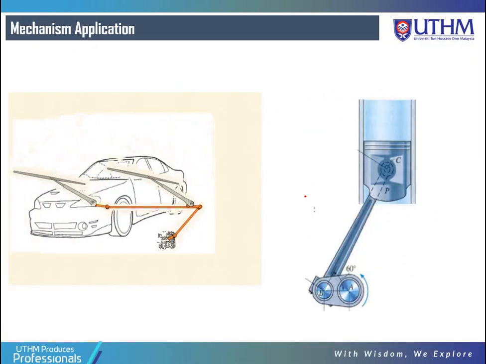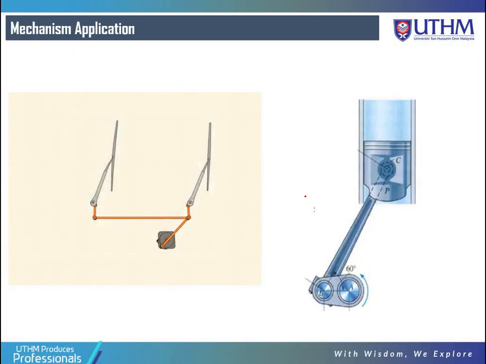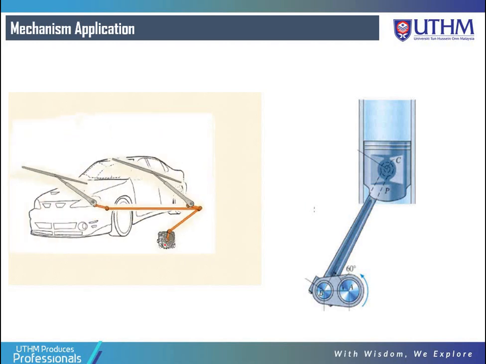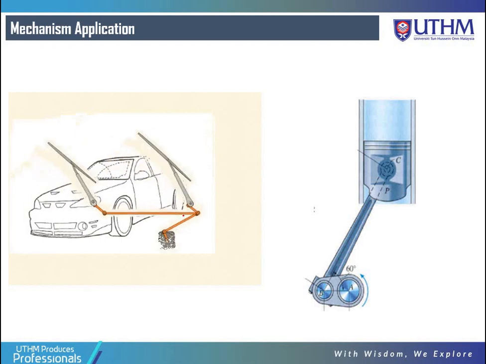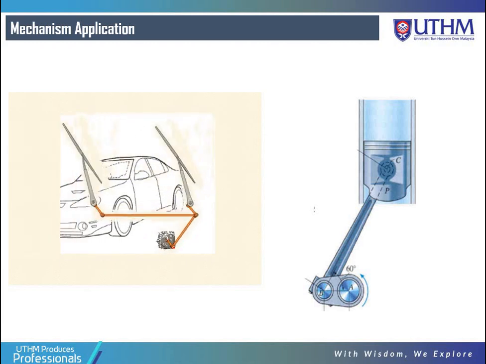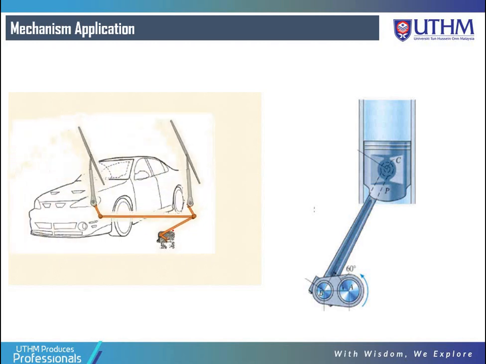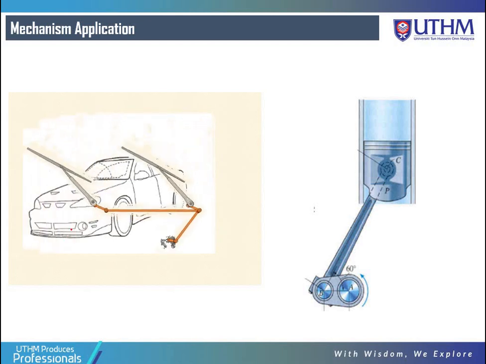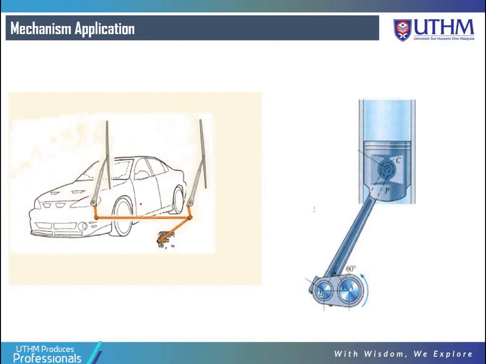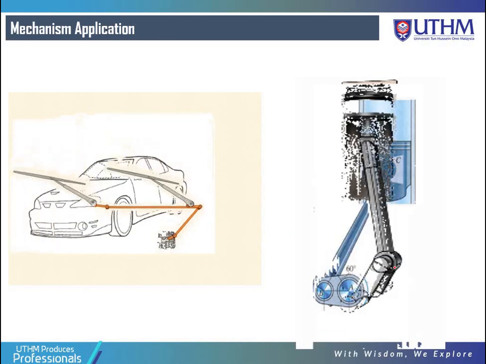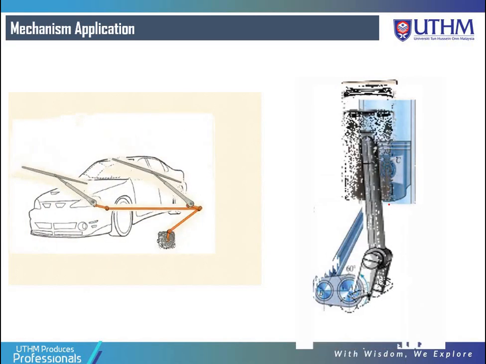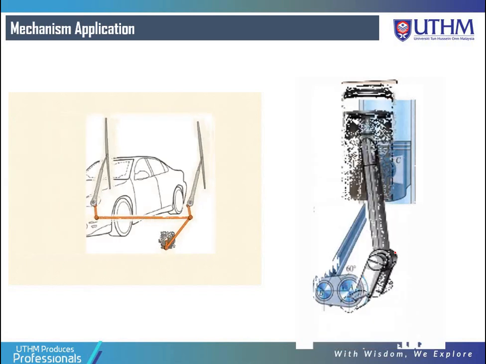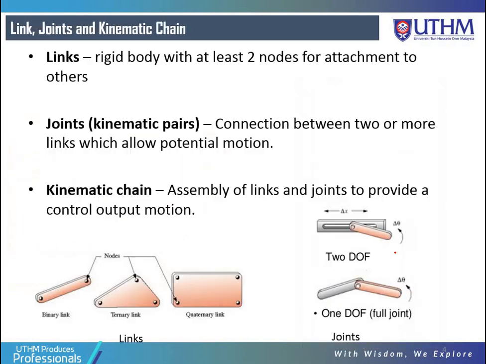Okay, this is some mechanism application. As you can see, this is a crank, and this is a link connected. Because the links are connected together, it can be applied as a wiper system. The same applies to this piston: crank, connecting rod. So this is actually a mechanism application.